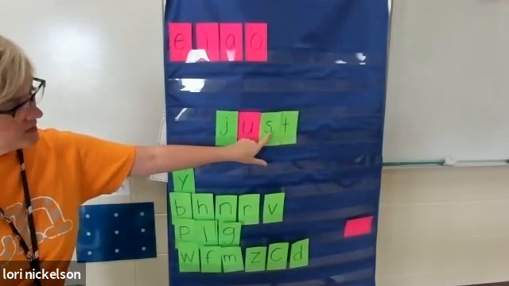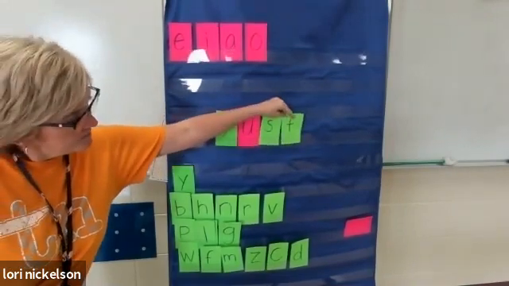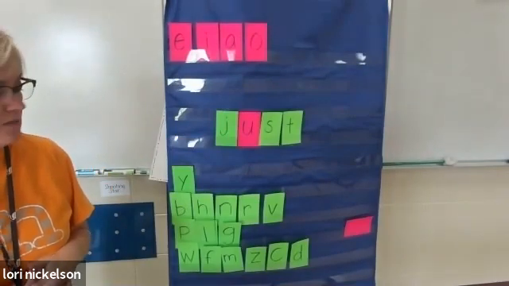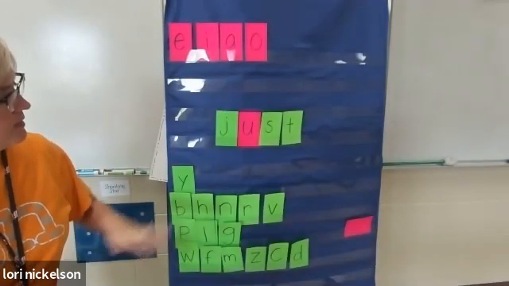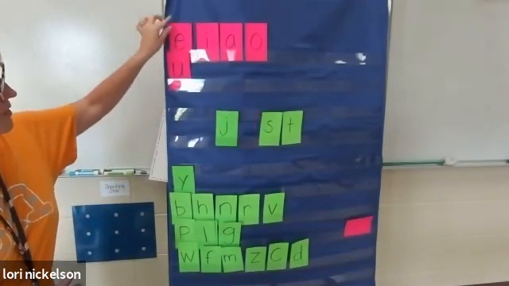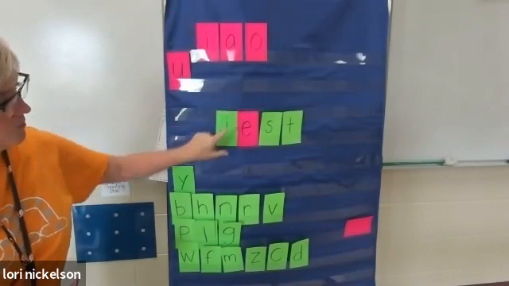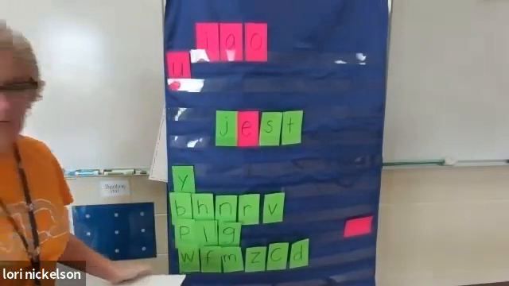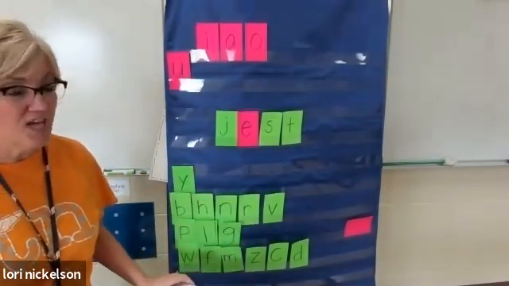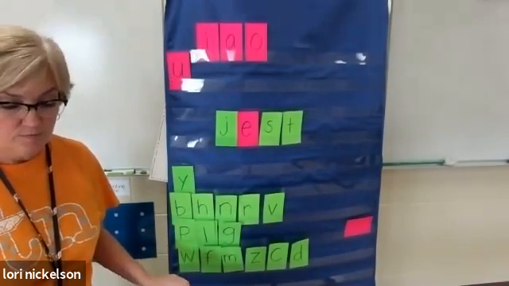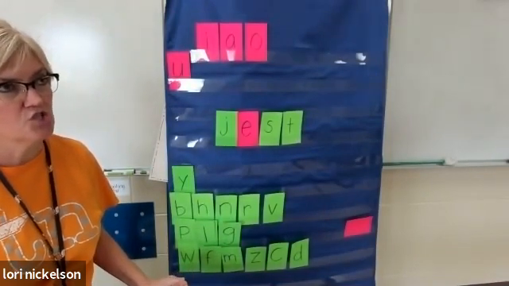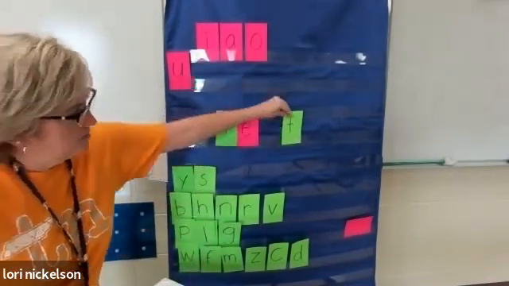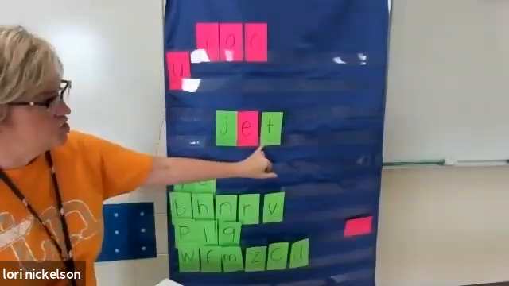Good job. So from just, let's make the word jest. Jest. What am I going to do? I'm going to replace the U with the E, and now I have the word jest. Good. Well, what if I want to go from jest to jet? What would I do? Jest to jet. You're right. I would take out the S and move the T over, and now I have jet. Good.